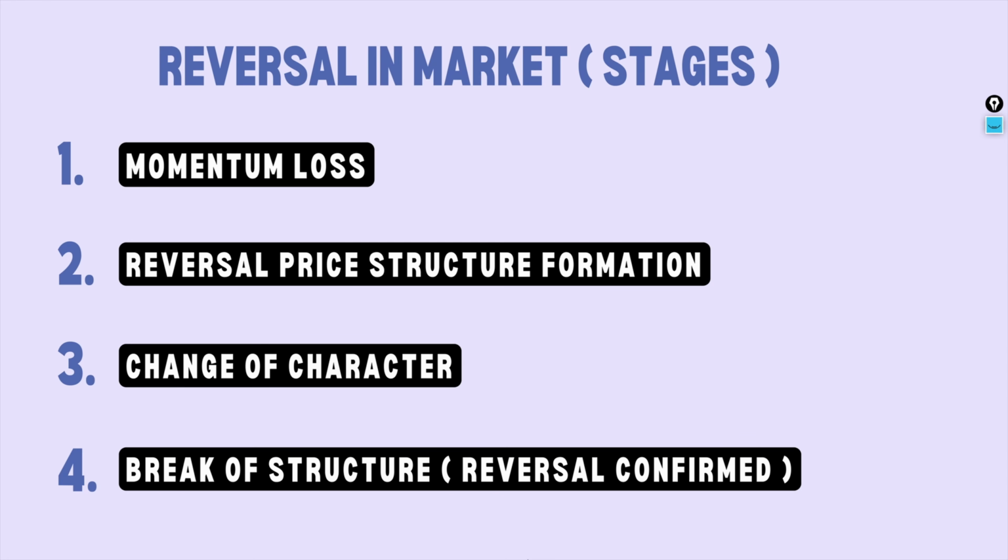The first one is momentum loss in the current market. The second one is reversal price structure formation. The third stage is change of character, and the last stage is break of structure, which is a reversal confirmation. So let's understand all these 4 stages in detail so that you know when the market is going to reverse.